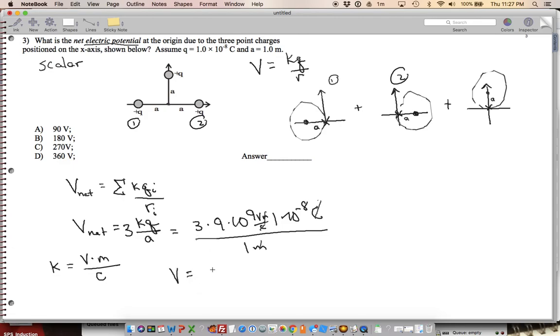So V is then going to equal 3 times 9. So 3 times 9 is 27. And then I've got 10 to the ninth and 10 to the minus 8th here, so I know I'm going to have an extra 10. So times 10 volts, so that's just 270 volts. Right here is C. So I've got C. And I'll stop. We'll call this video 1 of the review.